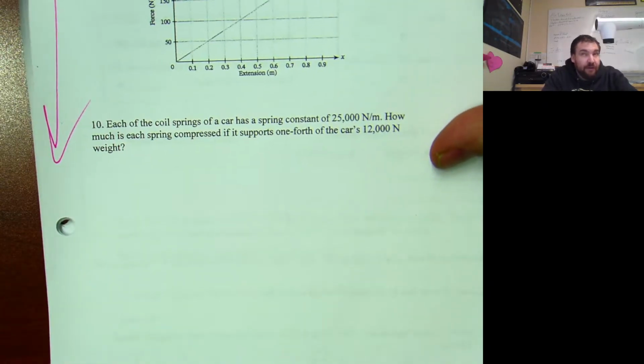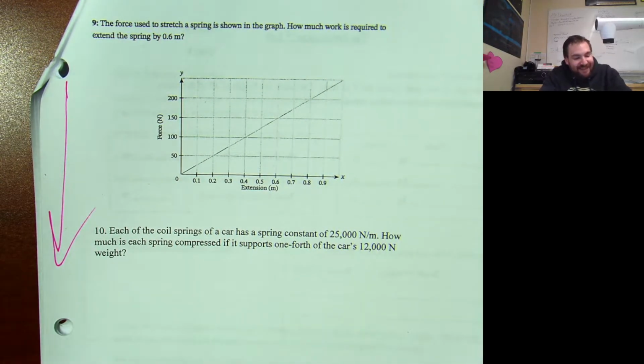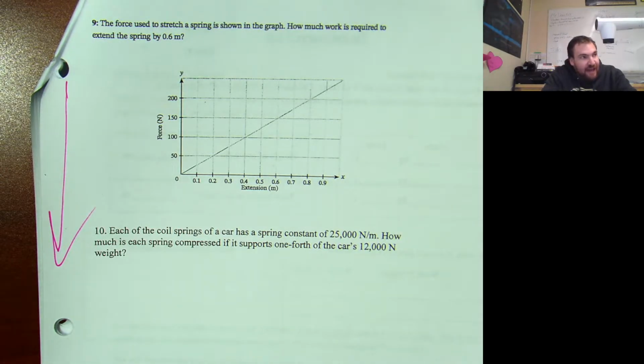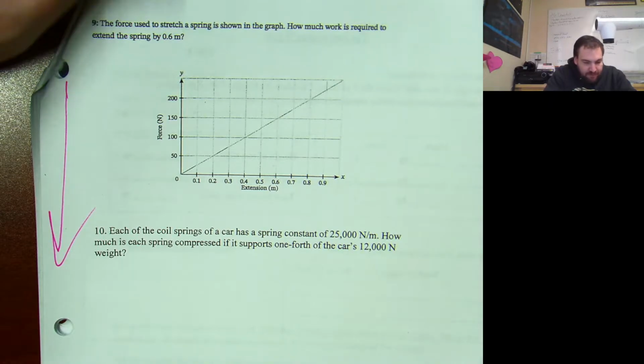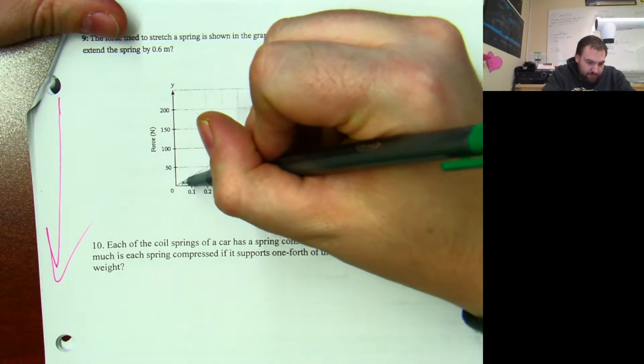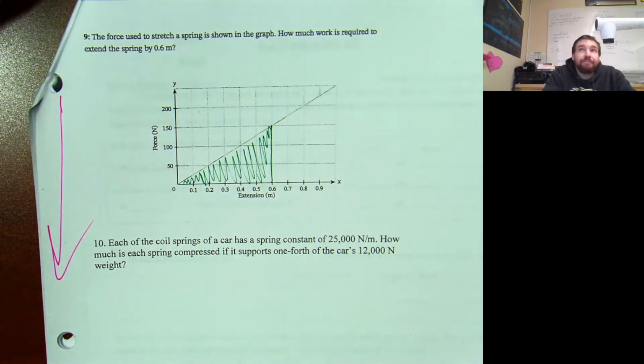And then number 9 was just an application of the graph stuff that I gave you yesterday. How much work is required to extend the spring by 0.6 meters? That's just this area right here. And then question number 10.